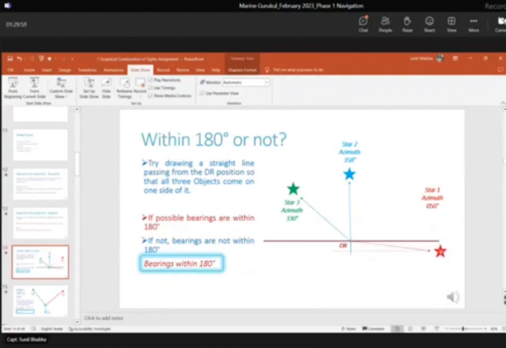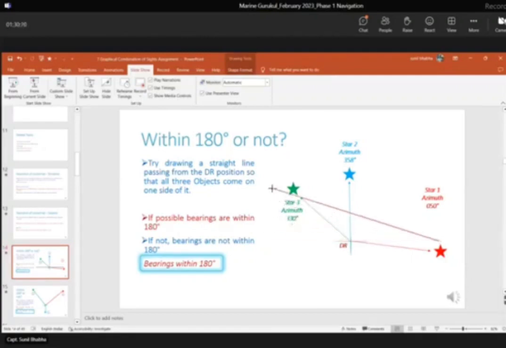Can you see the star at 095? Yes, sir. Very good. So now the star is at 095. Can we draw a line from the DR so that all three stars come on one side of it? Can we draw it? Yes, sir, we can draw it. We can still draw it.